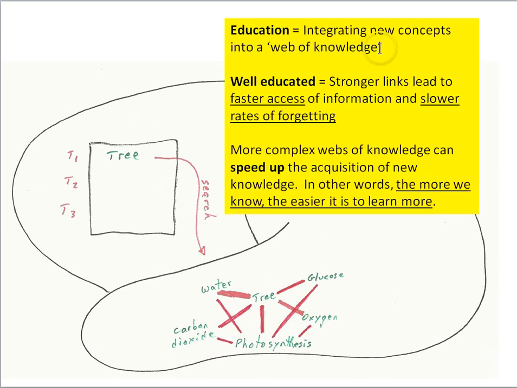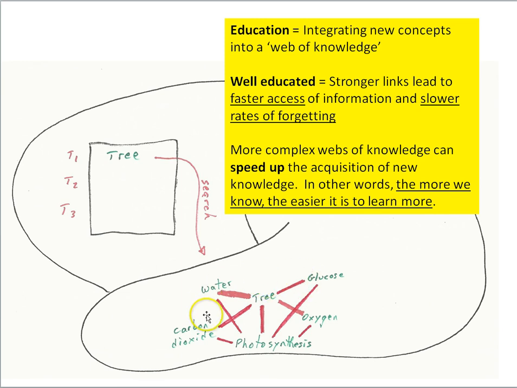So education, what is it? Well, we're integrating new concepts into a web of knowledge. The well-educated individuals are the ones with stronger links, and that leads to faster access of information and slower rates of forgetting. And interestingly, more complex webs of knowledge can speed up the acquisition of new knowledge. In other words, the more we know, the easier it is to learn more. And this is a feature of brains that is not true of a hard drive in a computer.